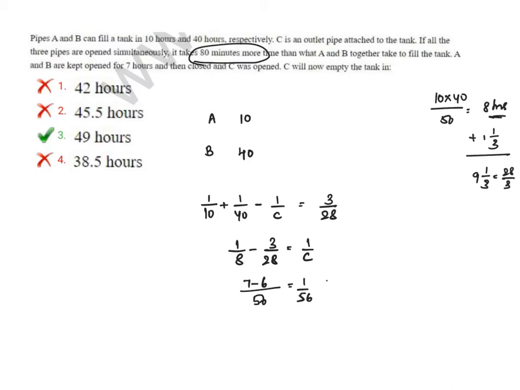Therefore C can do it in 56 hours, but it is negative. Take the LCM of all these three as 280. So the total work is 280.